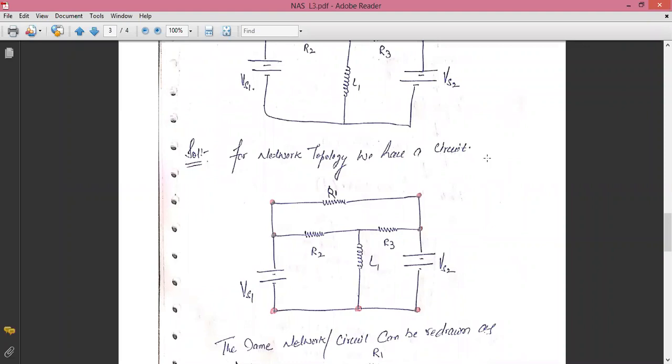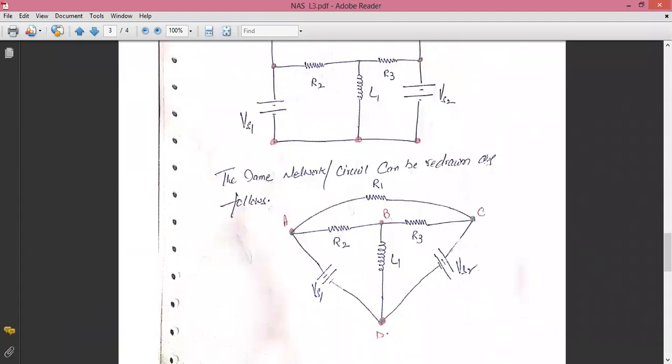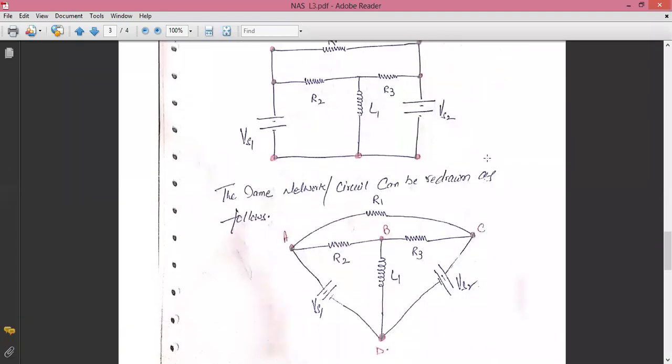Now I had already told you that between a branch, if there is no active element present and no passive element present, you should treat both the nodes as a single node. So that means the above circuit, can I redraw like this? Anybody having any doubt?